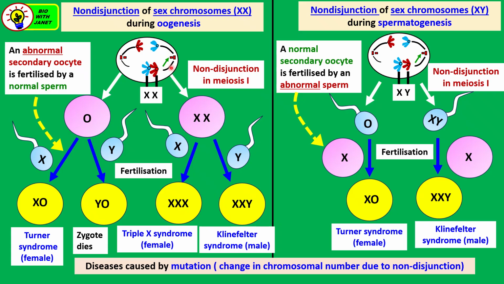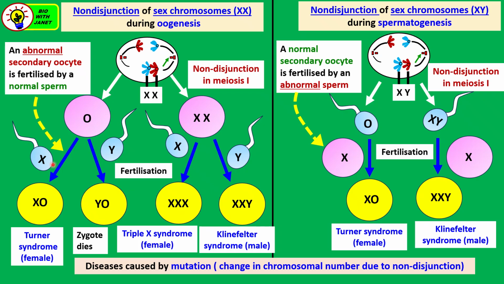Whereas the right-hand side will give rise to an ovum with two X chromosomes. By right, an ovum should have only one X chromosome if there is normal disjunction of homologous chromosomes. But in this case, both X chromosomes move to the same pole, so it produces an ovum with one extra sex chromosome, XX. Now what happens if the abnormal ovum is fertilized by a normal sperm?